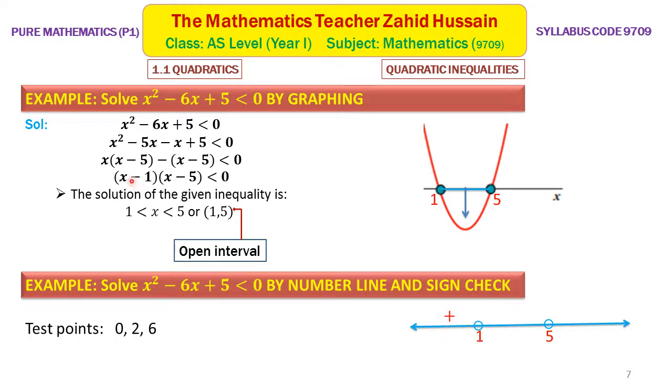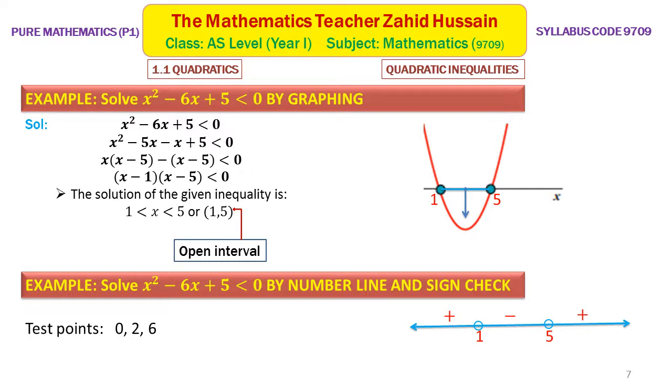Putting 0 in this, we get a positive sign, and putting 2, which is in this interval, in these factors, 2 minus 1 is plus 1 and 2 minus 5 is minus 3. Plus 1 multiplied by minus 3 will give you a negative sign. So in this interval the sign of the function is negative. Now in this interval, when you put 6 here, 6 minus 1 is 5 and 6 minus 5 is 1. Plus 5 multiplied by plus 1 will give you a positive sign.